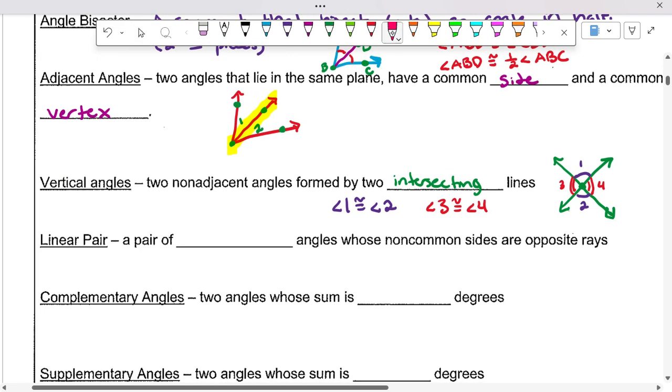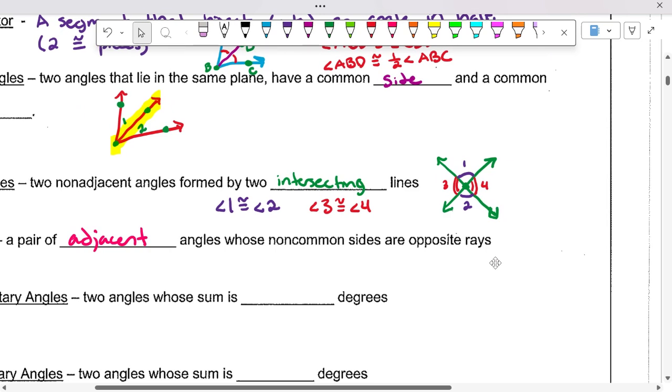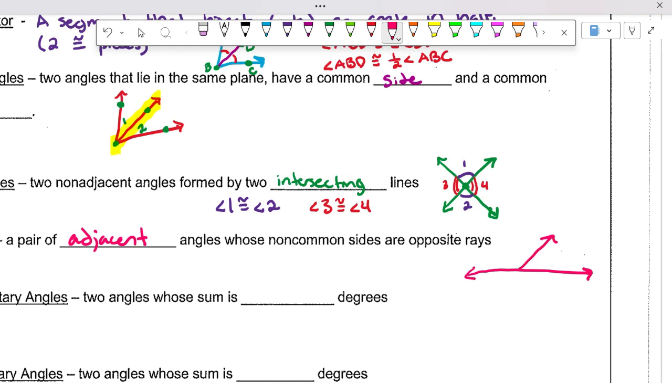Now, a linear pair is a pair of adjacent angles whose non-common sides are opposite rays. So, a linear pair looks like this. Let's call this angle 1, angle 2. Now, does anyone remember what's always true about a linear pair? What's true about the angle measures of a linear pair?